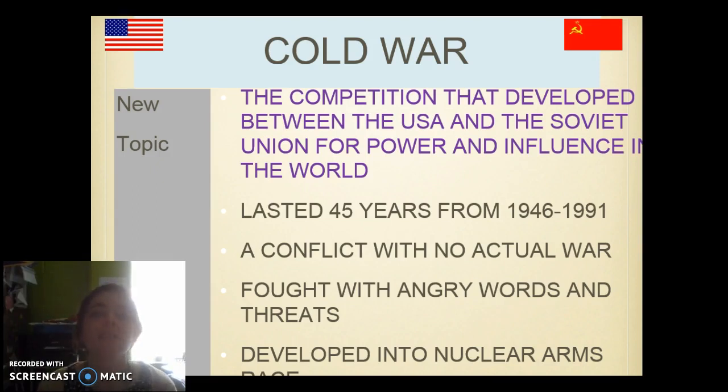The Cold War is not an actual war. It is a war that is fought with threats and angry words. Now, there are wars that happen at this time, but it's not the United States versus the Soviet Union. They will be behind in other wars. And this is also going to develop into the nuclear arms race. Okay, so Cold War, think about giving someone the cold shoulder.